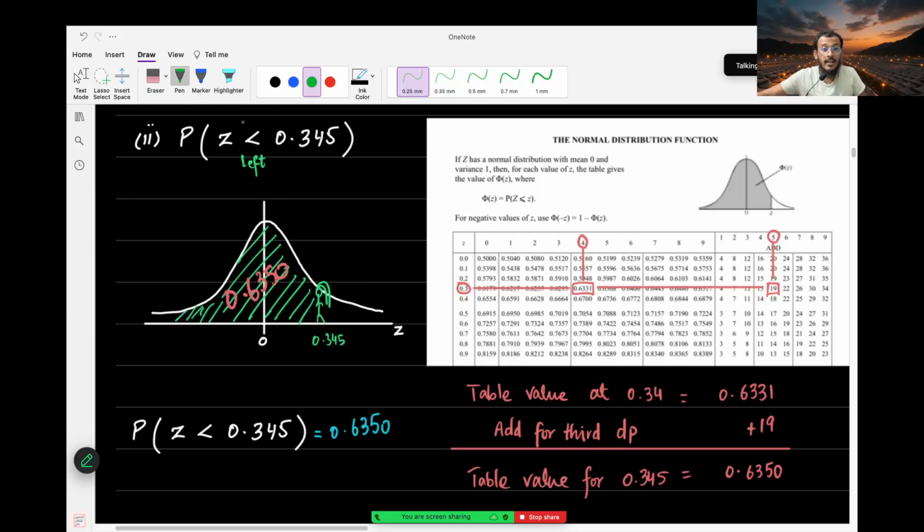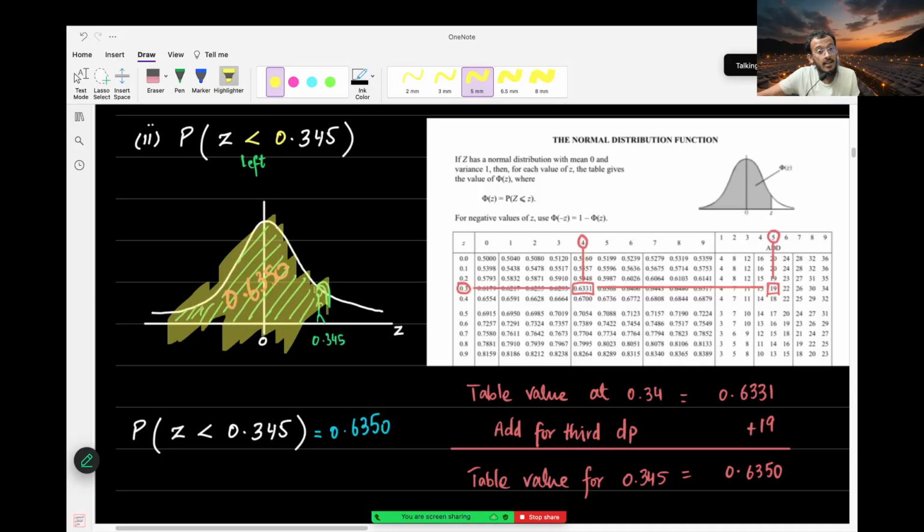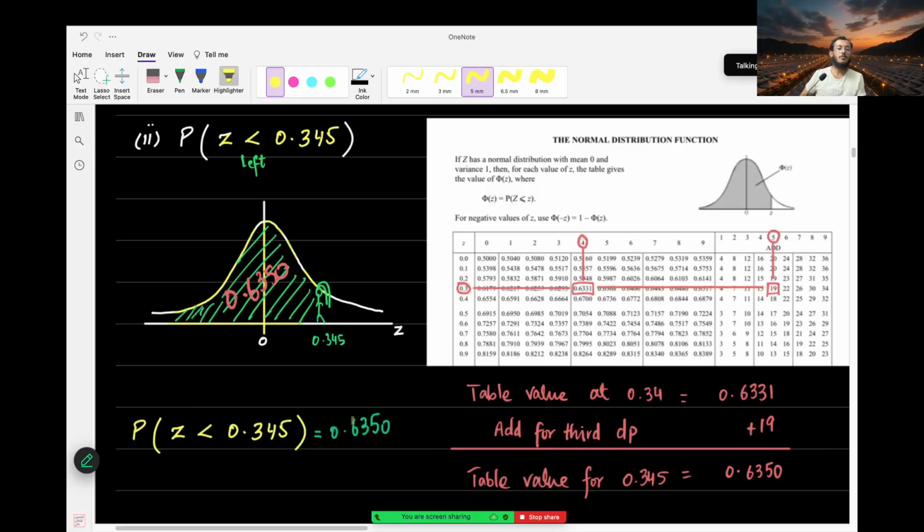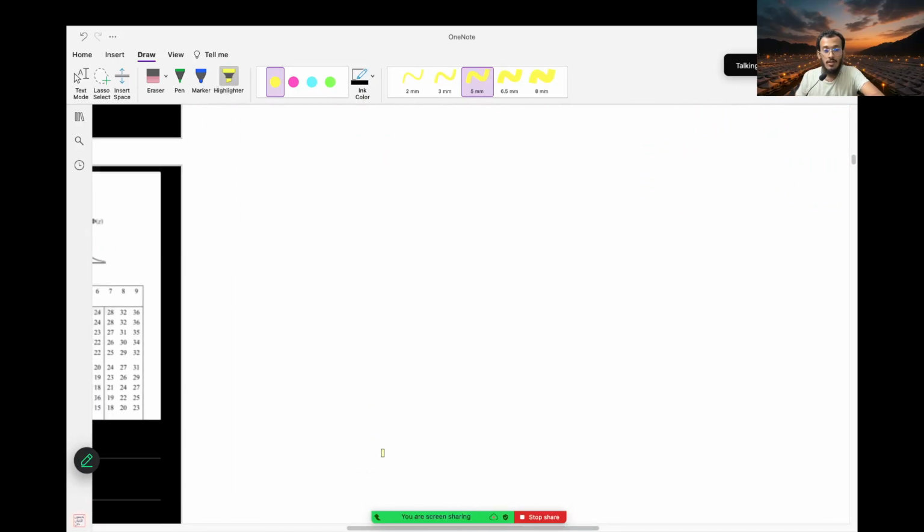So again, very interesting. Again, they have asked us to find the probability for the left side. Z is less than, and that is the reason the area that we have found is the same thing, and we can say that the area under the graph represents the probability that Z is less than 0.345, which is the area that we have calculated, 0.6350. Are we good? Yes.